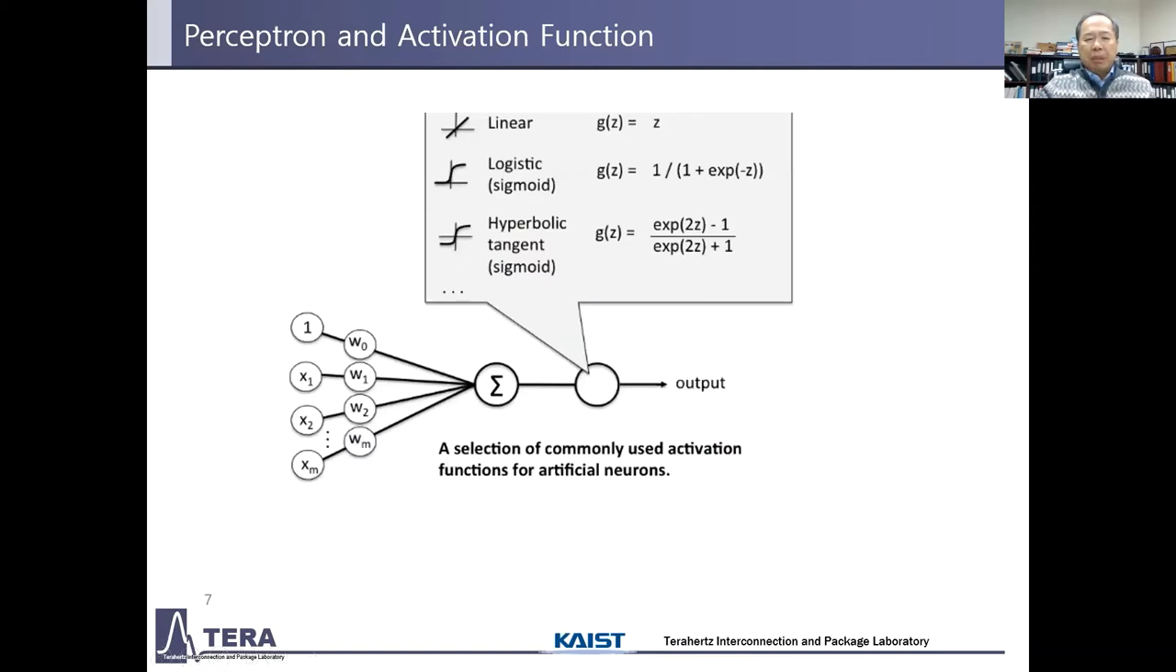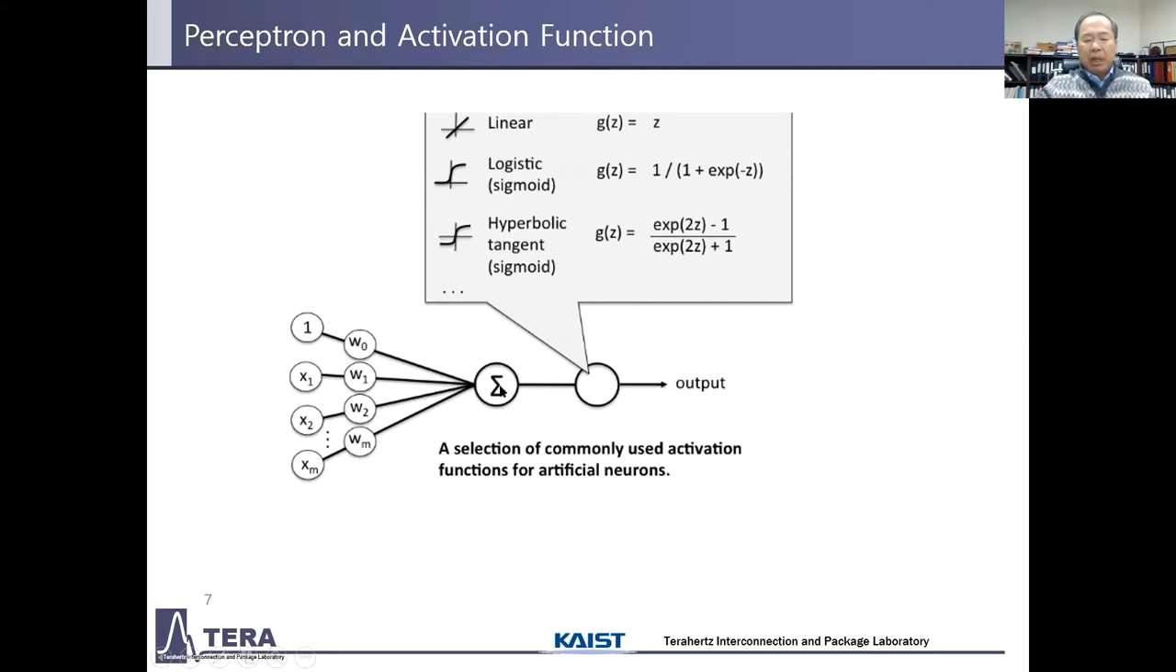The most basic element of a machine learning and neural network is called the perceptron. The perceptron is a unique element of connection in the neural network. In the previous layer, there are many elements, X1 to XM. They are multiplied by the weight numbers W0, W1, W2, and WM, and all of these inputs are summed at the perceptron.